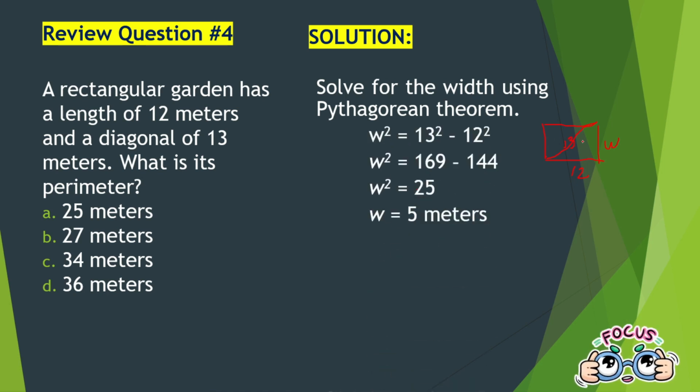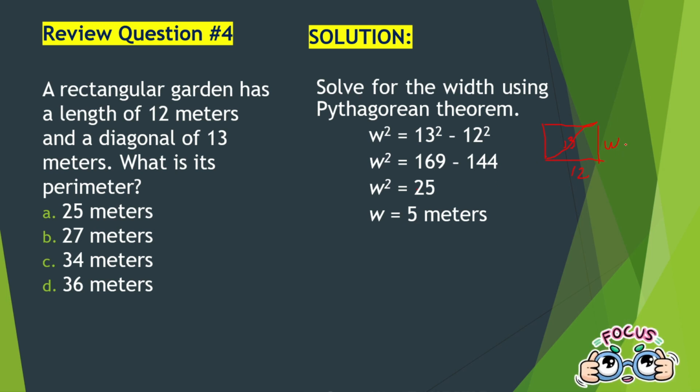So, W squared is, by squaring all those measures, 13 squared minus 12 squared. So W squared is equal to 169 minus 144. Therefore, W squared is equal to 25 and W is equal to 5 meters.